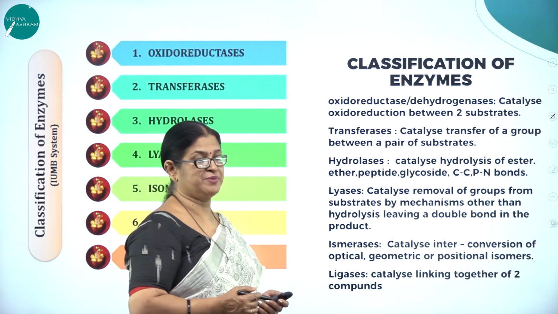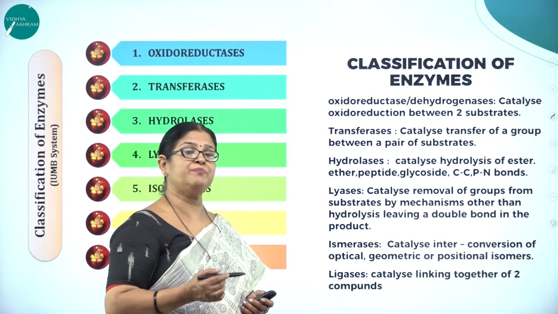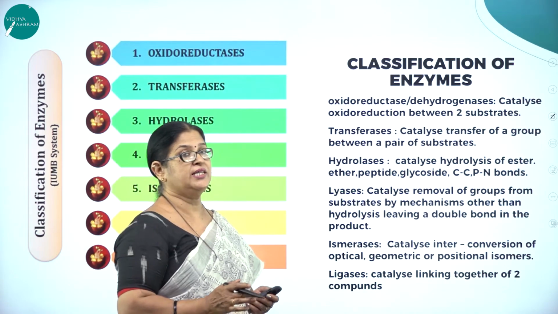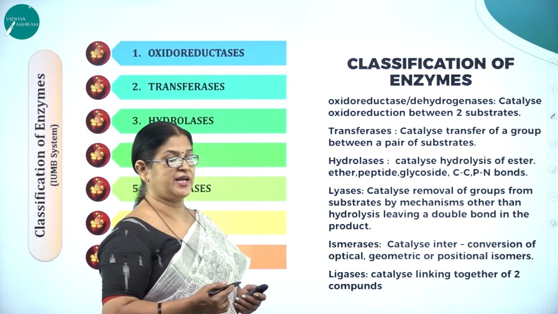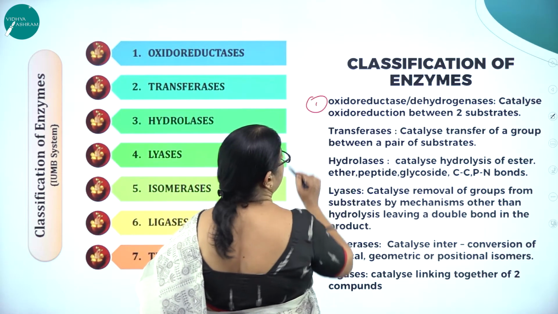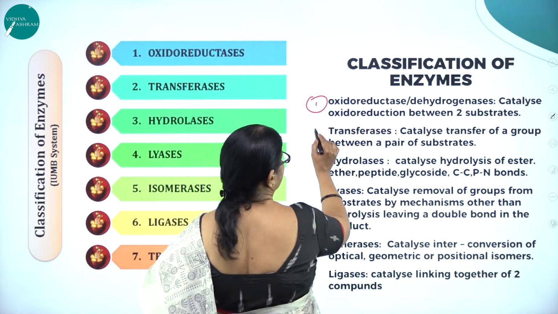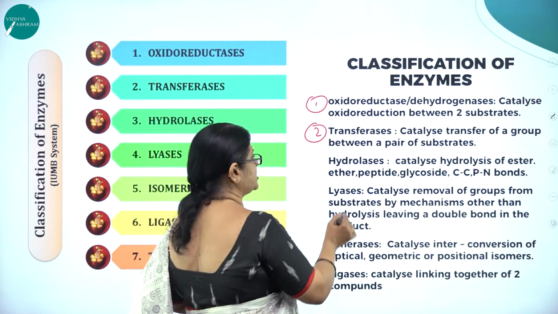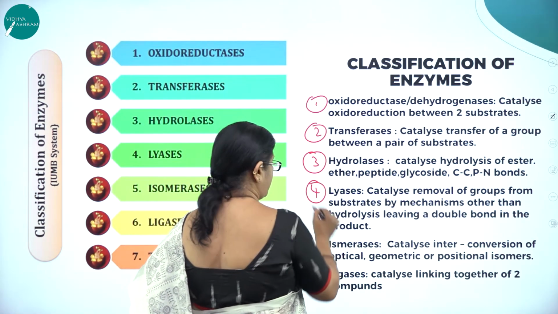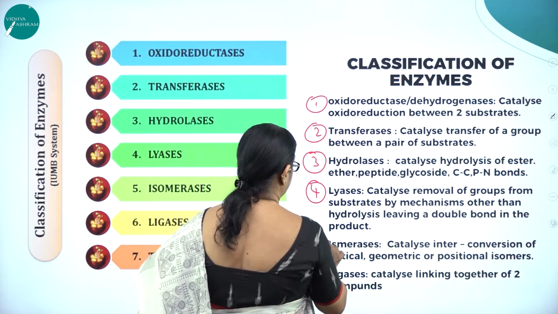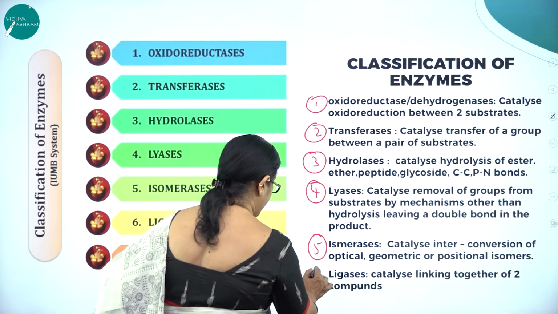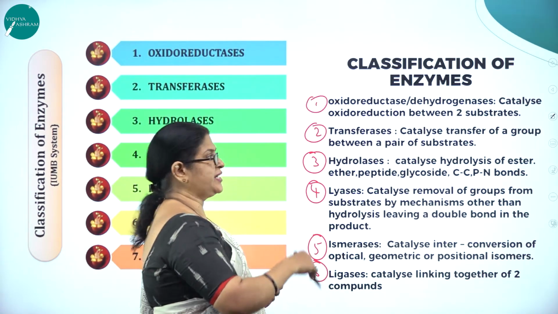Classification of enzymes. So now let us understand what is the basis for classification. Based on the type of substrate they are going to act upon, enzymes have been broadly classified into different types. For example, we have the first type called oxidoreductases, second one is called transferases, third one is called hydrolases, fourth one is called lyases, and fifth one is called isomerases. Then ligases. All these are the different types of enzymes.